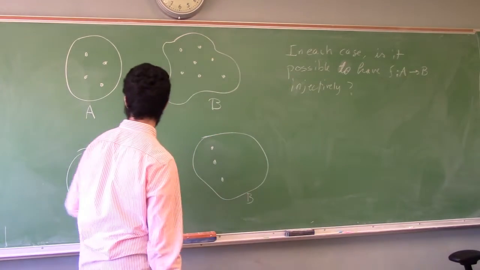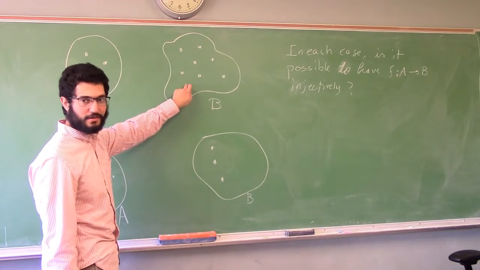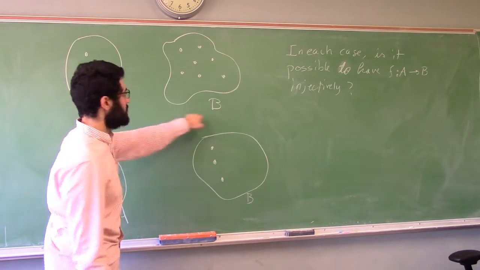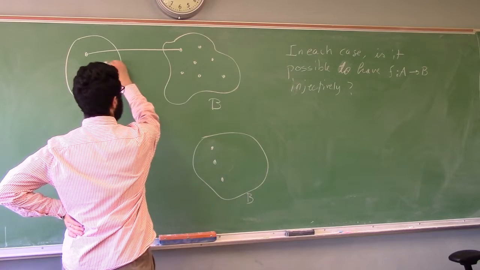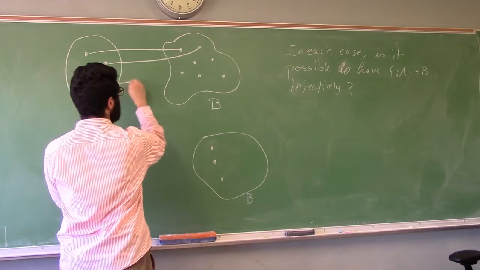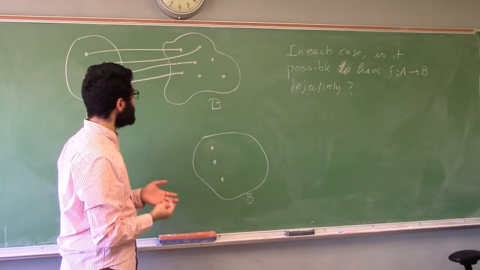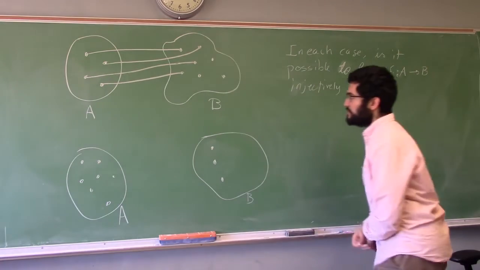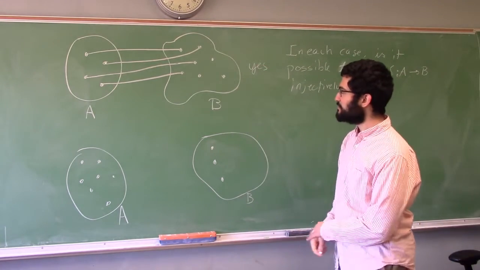Okay, so let's try to connect up the dots on the left here to the dots on the right here in such a way that it defines an injective function from A to B. So it's pretty easy. Just start connecting dots and just make sure that you don't send 2 dots to the same place. If you send 2 dots to the same place, then you would still have a function, but it would not be injective. Okay, so there we are. The answer is yes, we can in this situation.